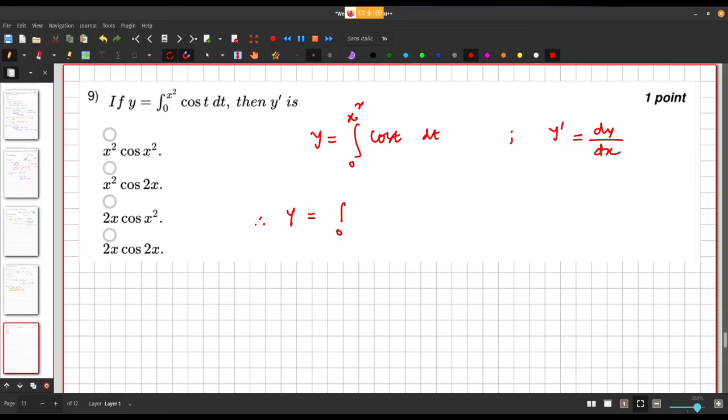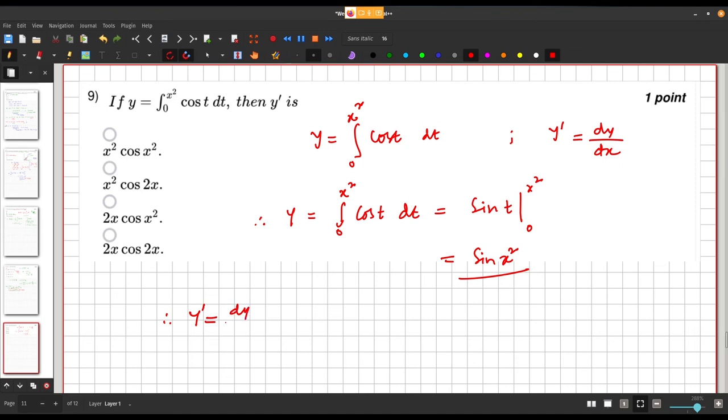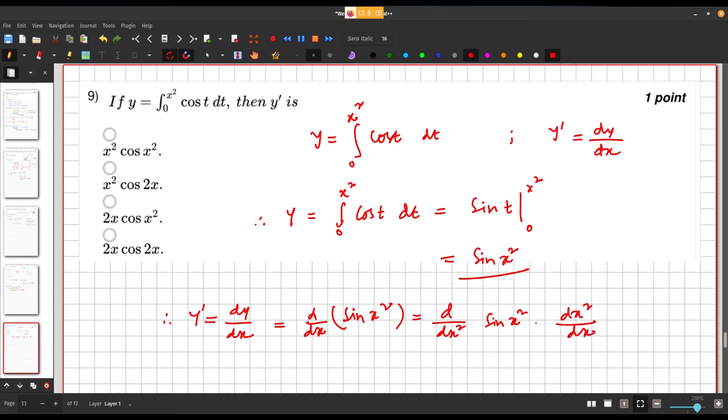And y is equal to the integral from 0 to x square, and we know if you integrate cos t, we will simply get sin t. So the result of this integration will be just sin t, and we have to put the limits, so this becomes sin x square. Now we have to find y dash, which is dy/dx, and so this will be d/dx of sin x square, which is, we can again use the chain rule, d/d(x square) of sin x square times d(x square)/dx, and this will be just cos x square times 2x.